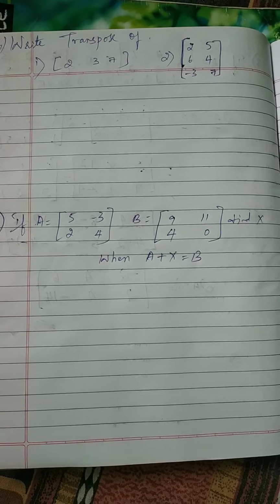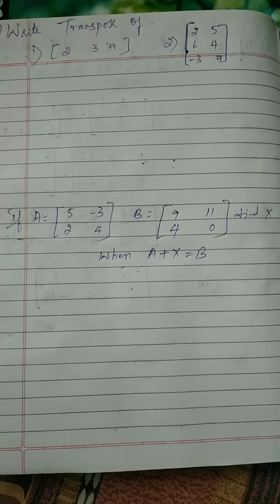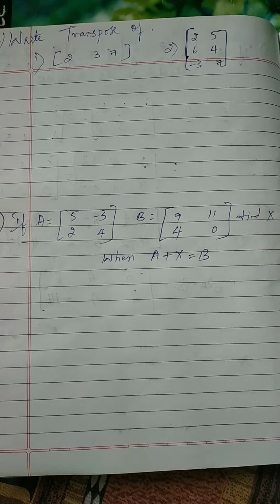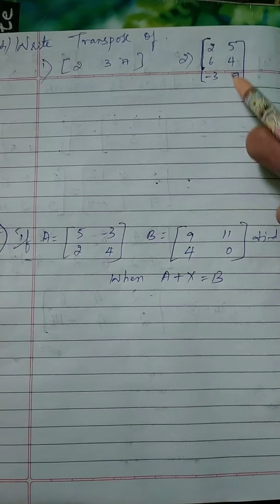Hi students, so today we'll be learning the remaining problems in basic matrices. So we'll start with the fourth problem. The question is, write the transpose of [2, 3, 7], and this is the one.